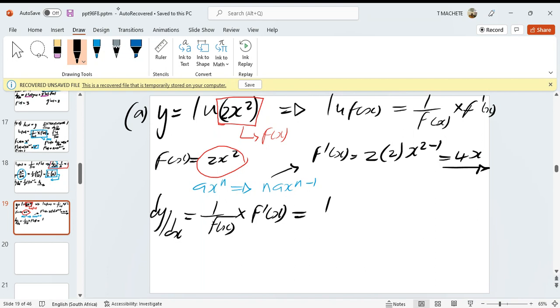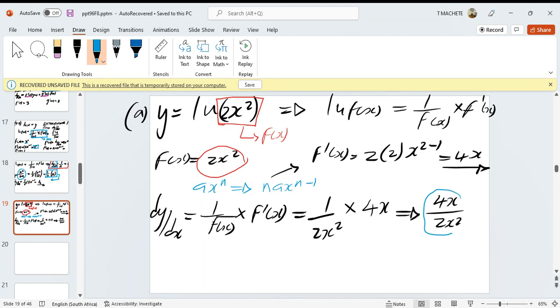So then you write your answer. You write 1 over f of x. What is your f of x? You write that 2x squared, then you multiply by 4x. This thing can be written as 4x over 2x squared. Then you apply that rule that says dividing the parts of the same base, you subtract the exponent and then you divide the coefficients, the numbers. So you're going to say 4 over 2, you're going to get a 2.